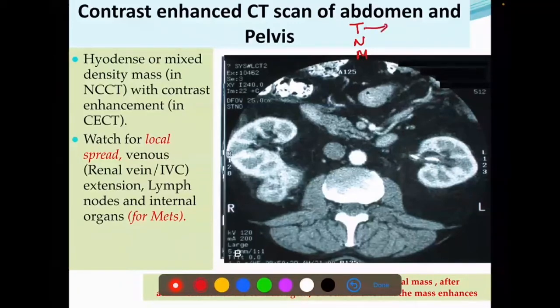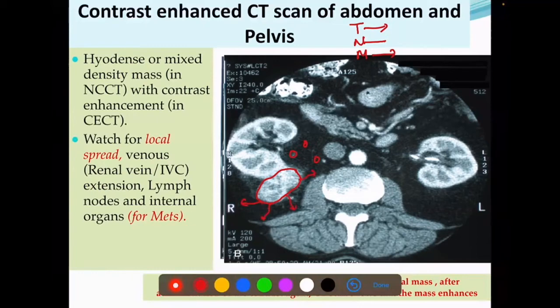T means tumor size. Yes, we can get the tumor size. The software can easily calculate the tumor size, or we can measure it ourselves. Tumor size and location, we can do that. And yes, whether the lymph nodes around the kidney are involved or not, we can see that. M means metastasis. So we can see the liver for liver metastasis. We can even see the lumbar vertebrae to see metastasis, and we can also see the spread to the local areas.